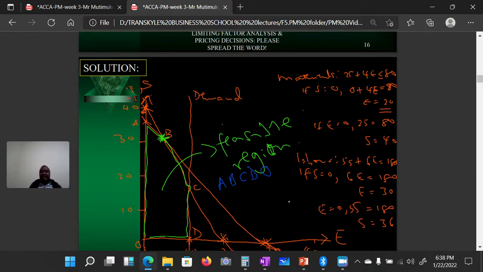Now, a $1 million question is: what are the coordinates of point B? What is the combination, how many units of standard chairs and executives are going to be produced at this point? So usually we have to do some mathematics.